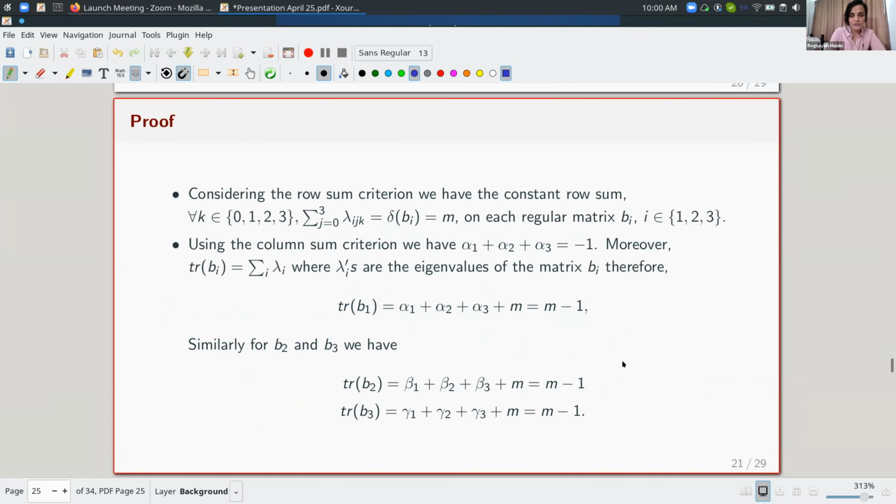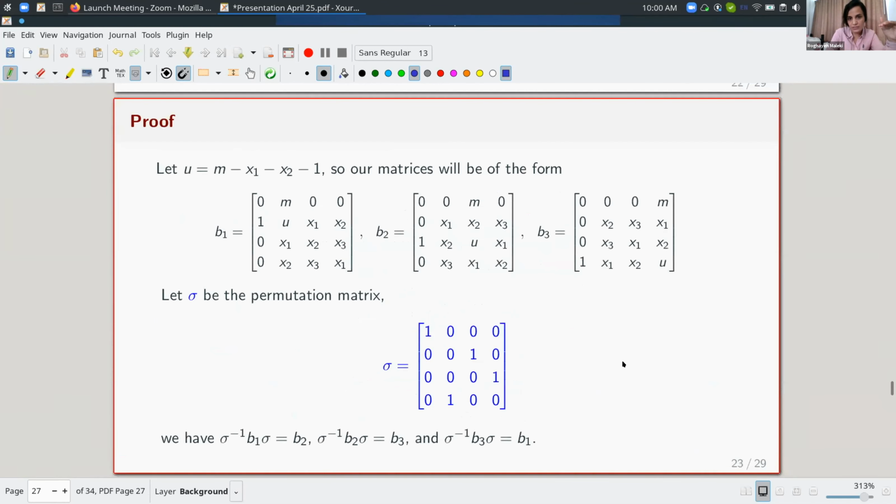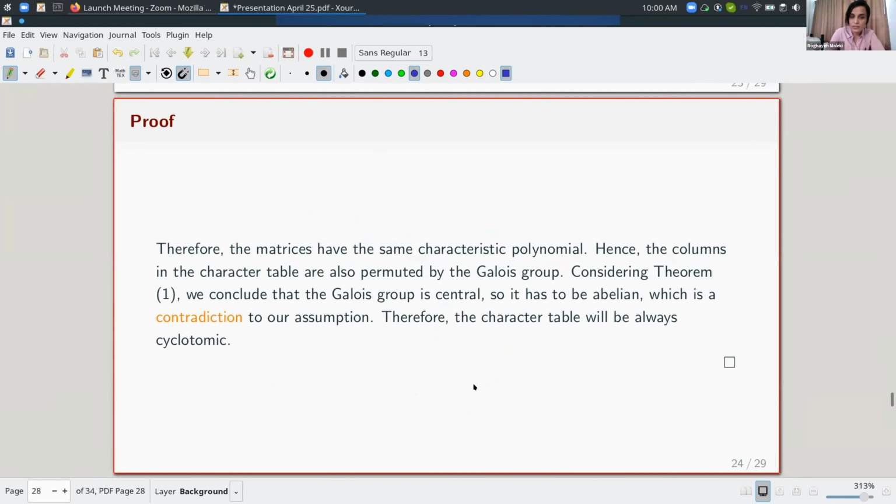So we consider all these identities and relations and these matrices of the algebra, and we arrive at a set of identities. When we apply them on the matrices, we note that these matrices are in fact permuted and they are conjugates of each other. When they are conjugate, they have the same characteristic polynomial, and so the columns are permuted by the theorem that I mentioned in the beginning. So the Galois group is central. That means that the Galois group is abelian, but this contradicts our first assumption that the Galois group is non-abelian. So therefore, the character table will always be cyclotomic.